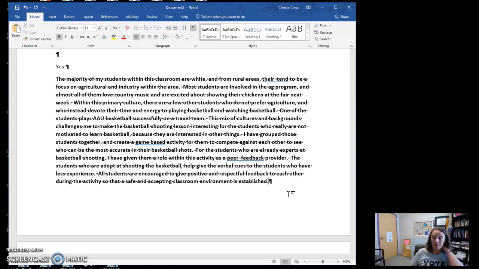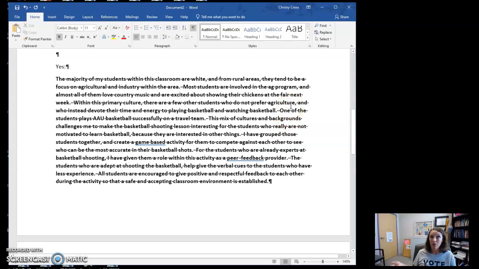So, in my example, the majority of my students within this classroom are white and from a rural area. They tend to be focused on agriculture and industry within the area. Most students are involved in the ag program, and almost all of them love country music and are all excited about showing their chickens at the fair next week.